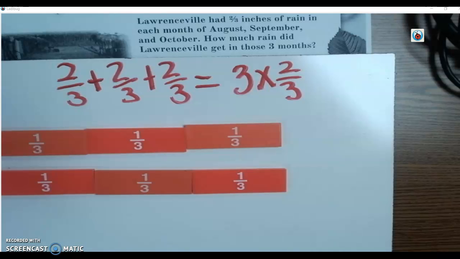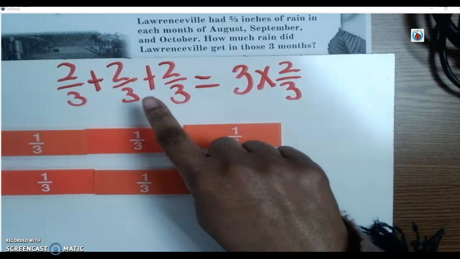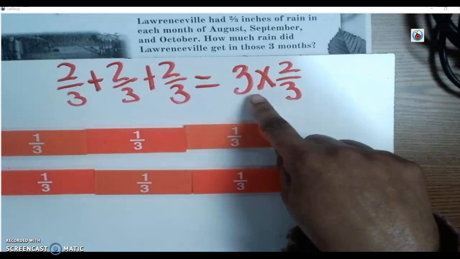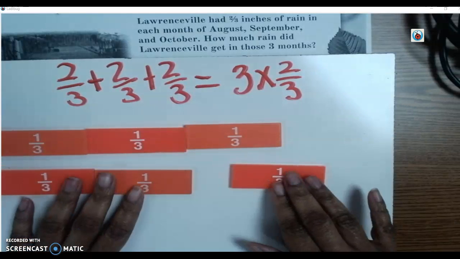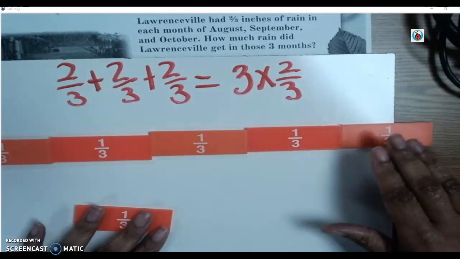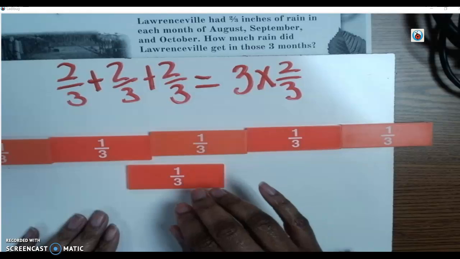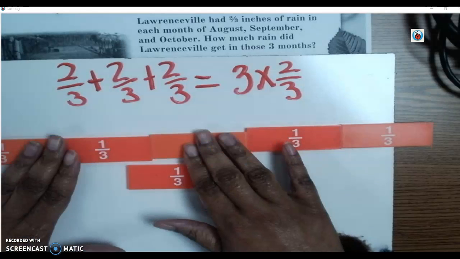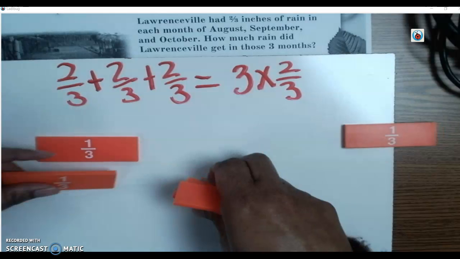I also have to remember that 2/3 plus 2/3 plus 2/3 is the same as saying 3 times 2/3, which gave me 6/3. And if I was drawing this model, this is what the model would look like if I drew it.